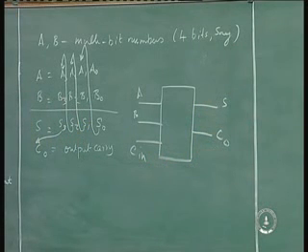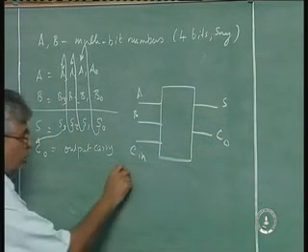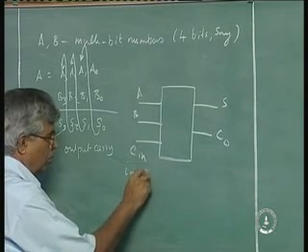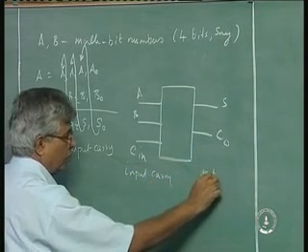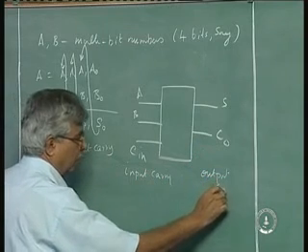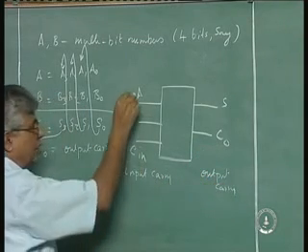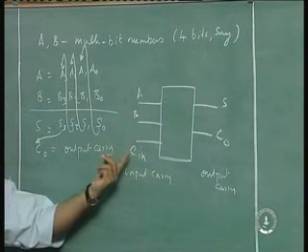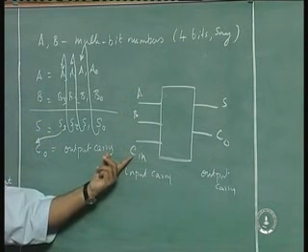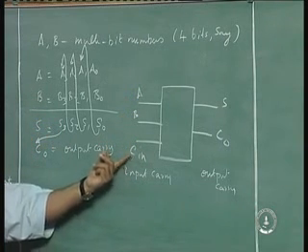C in is the input carry, CO is the output carry. The input carry comes from the previous position. If this is the nth bit, this is the (n minus 1)th carry out of the previous bit. So this is the nth bit.